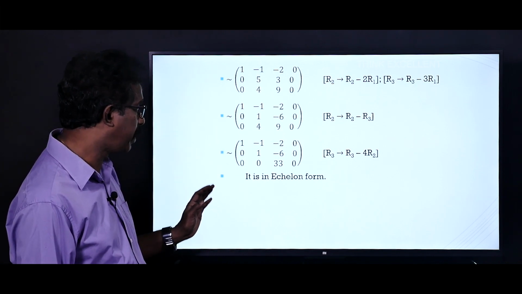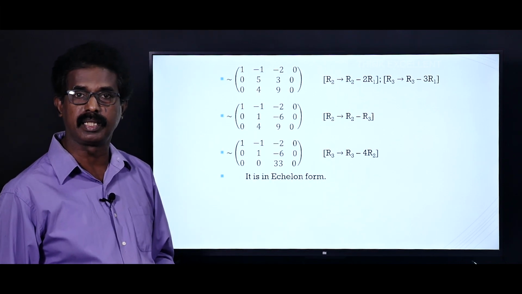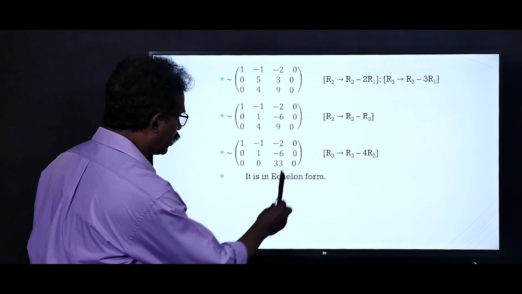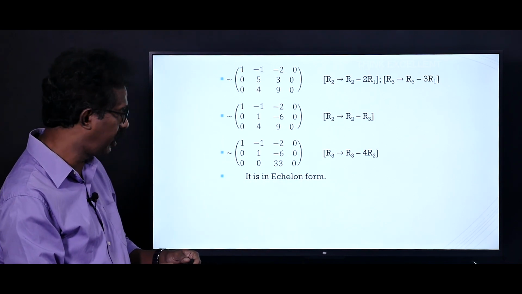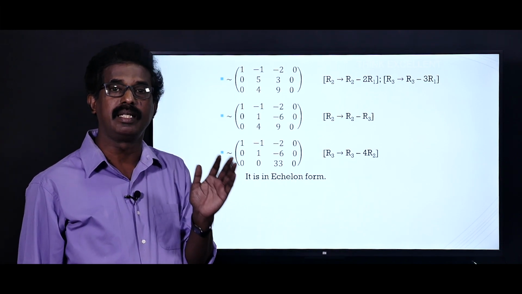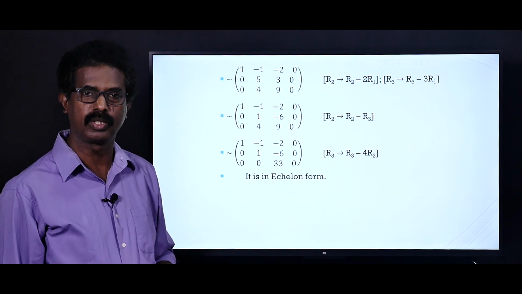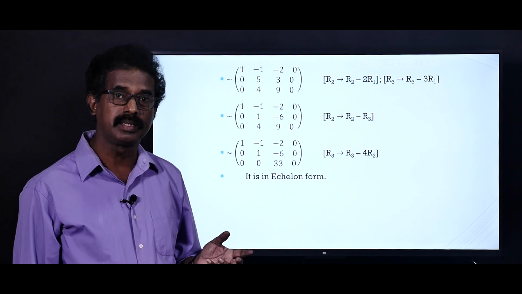What is the rank of AB? You see the whole thing. Rank of AB, 1, 2, 3. Rank of AB is 3. What is the rank of A? Leave the last column. How many non-zero rows? 3. So rank of AB is 3, rank of A also 3. Ranks are equal and equal to the number of unknowns. So what can you say? The system is consistent.